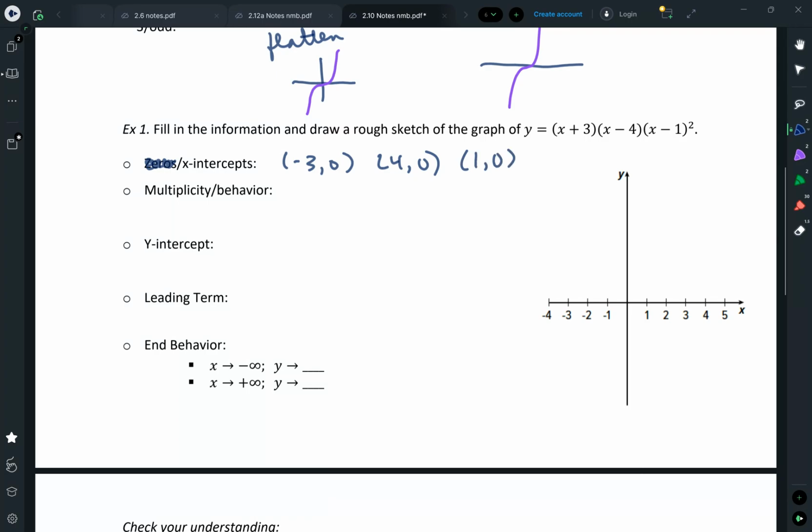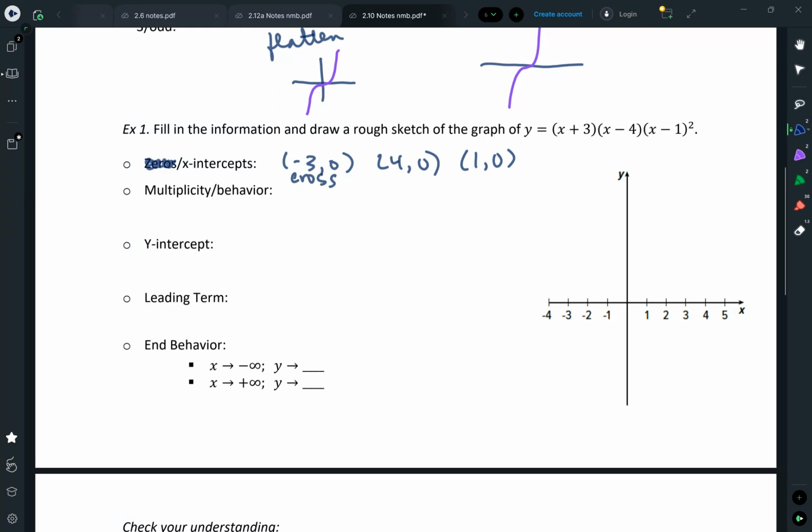At each of those intercepts, I want to think about what's going on with my graph, right? So I'm going to be thinking about how my x plus 3, well, that's to the first power. So I'm going to cross at x equals -3. Let me go ahead and write the word cross below that one. This is my multiplicity / behavior.